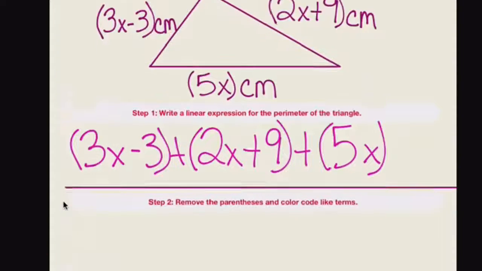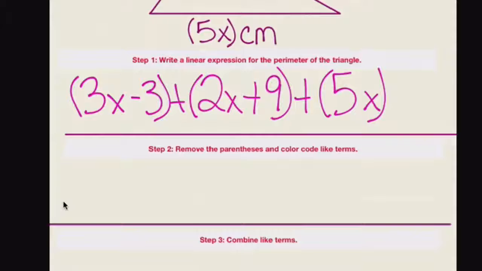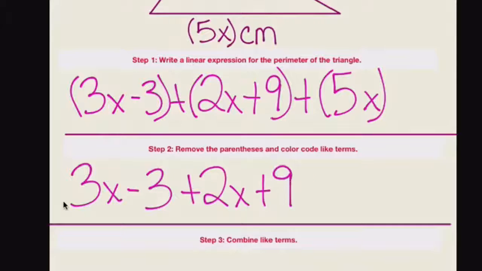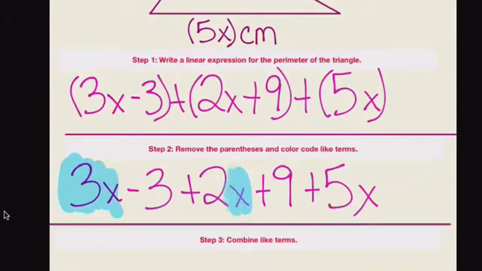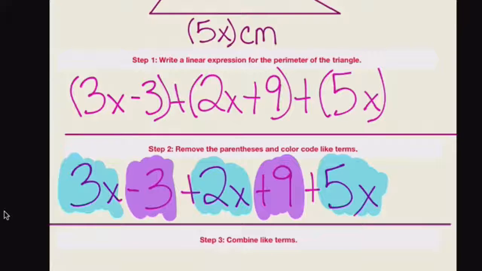Okay, next step is we're going to rewrite this without the parentheses and color code our like terms. So 3x minus 3 plus 2x plus 9 plus 5x. Okay, go ahead and color code all your like terms. So 3x, 2x, and 5x are all like terms. And then minus 3 and plus 9 are like terms.